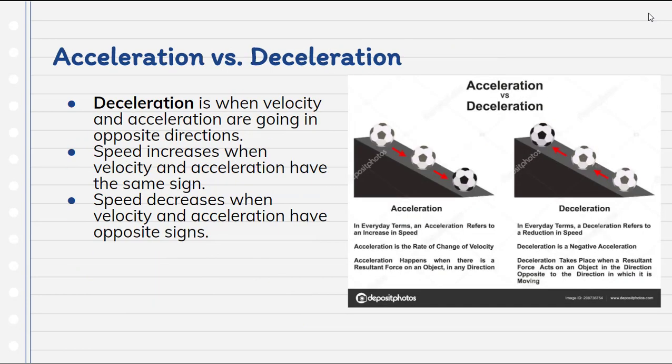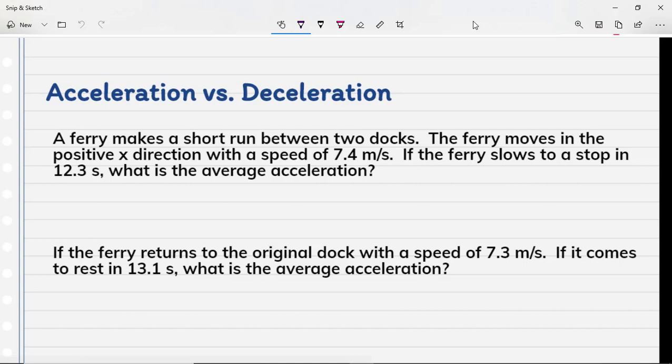Deceleration is when velocity and acceleration are going in opposite directions. So speed increases when velocity and acceleration have the same sign. Speed decreases when velocity and acceleration have opposite signs. A ferry makes a short run between two docks. The ferry moves in a positive x direction with a speed of 7.4 meters per second. If the ferry slows to a stop in 12.3 seconds, what is its average acceleration?